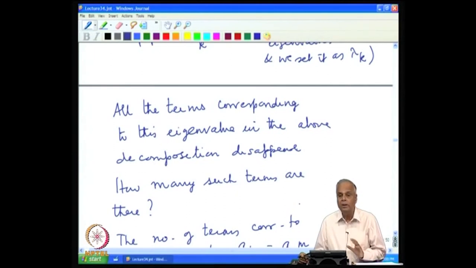But all this we have seen only for Hermitian matrices. What does one do when the matrix is not Hermitian, or if you have a real matrix which is not real symmetric, what do we do in such cases? Or if you do not even have a square matrix and you are dealing with a rectangular matrix, what do we do in such cases?